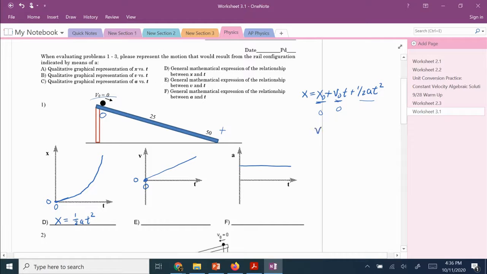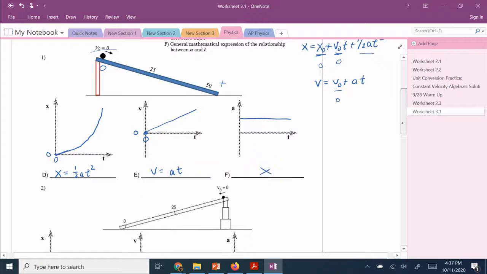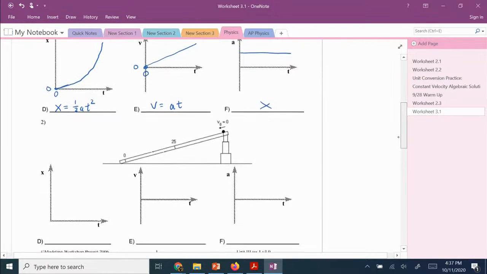For part E, we're going to reference the first kinematic equation, this one right here. Same deal. If we have an initial velocity, we'll fill that in. If we don't, we'll leave it blank. Since in this case the initial velocity is 0, we'll leave that blank, and we'll just say that v is equal to at. So this graph would look like that for any object at any acceleration, given this scenario. And I'm just going to leave part F off.